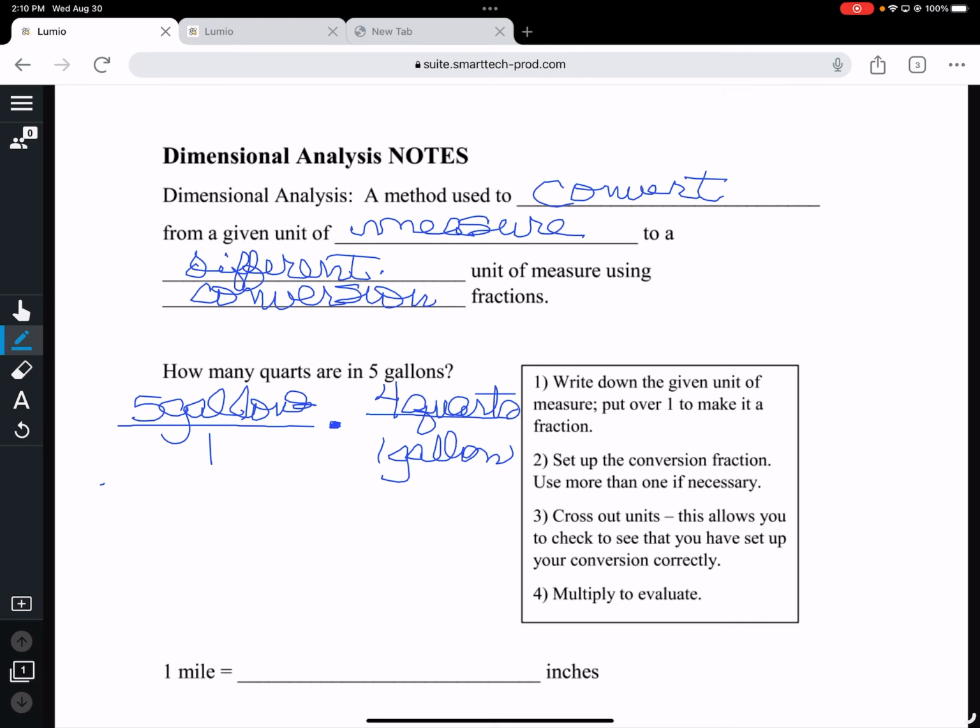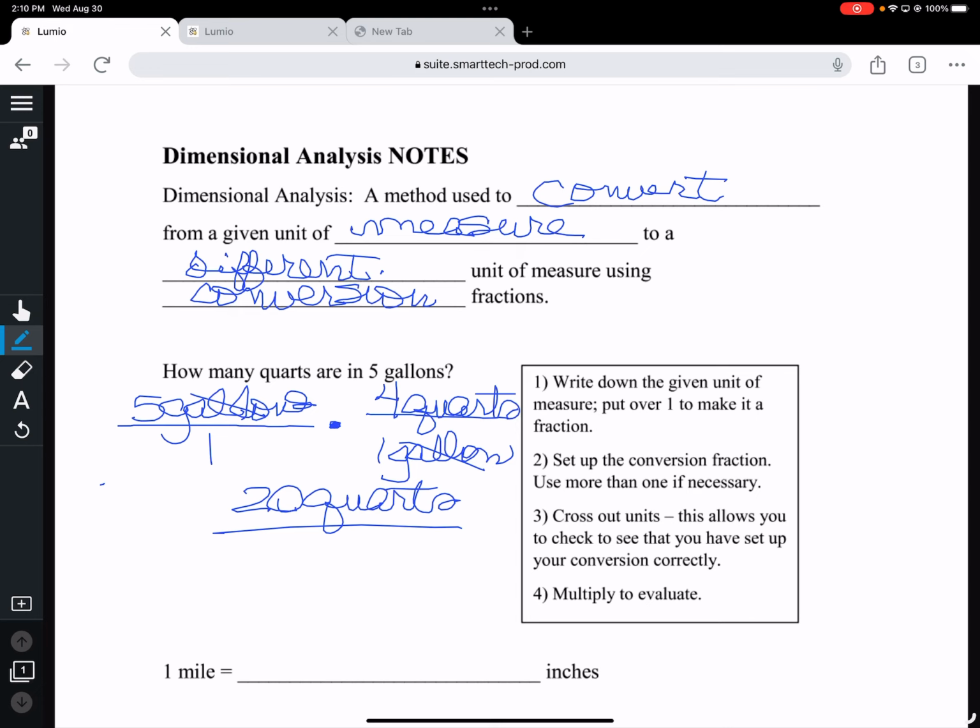Please. So then we can cancel out our gallons, and we're left with 1 label of quarts. And then we do the math. So how many quarts will we end up with? 20 quarts. Because you just multiply numerator times numerator, and denominator times denominator. Did that make sense? Anybody not sure what we just did? Because we're going to jump to a more interesting and entertaining one.